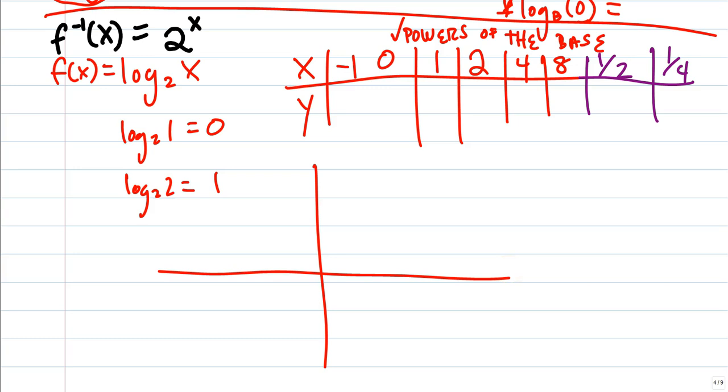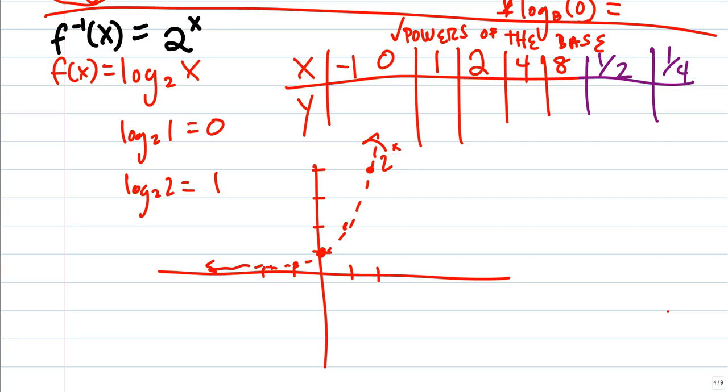That was easy, right? 2 to the 0 is 1. 2 to the first is 2. 2 to the second is 4. Going to the left, you got 1/2, 1/4. This would be 2 to the x, right?